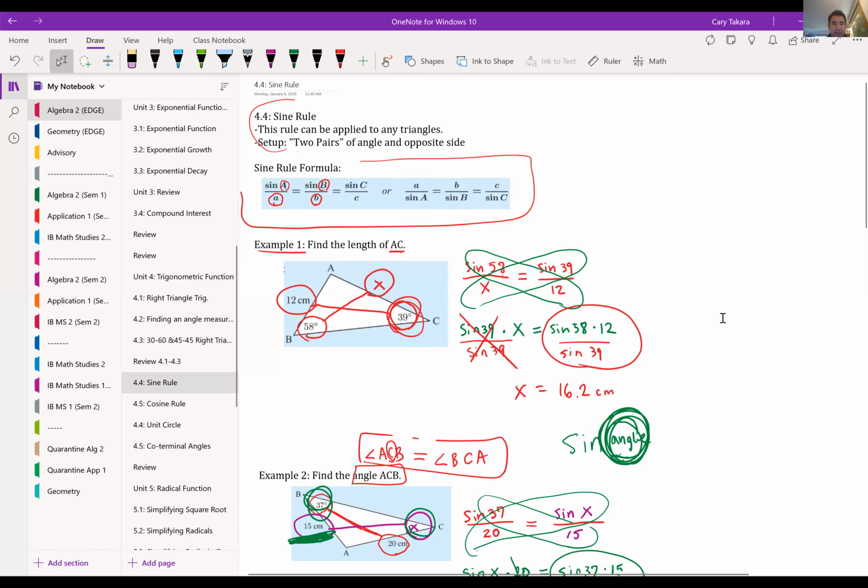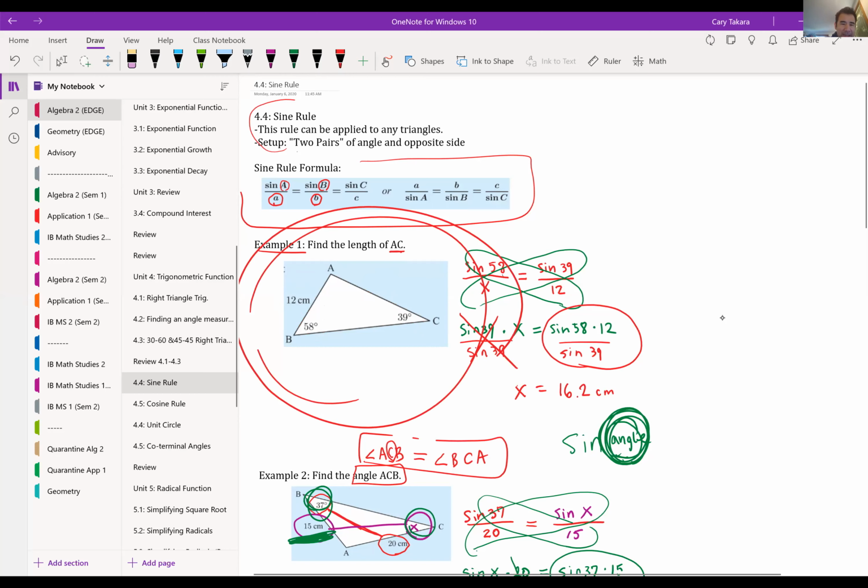Okay, again, yesterday we did talk about laws of sine, and the keywords were two pairs, right? Two pairs of angle and opposite side. For example, right here, we are trying to figure out AC, the length of AC, and then we've got angle and opposite side as one pair, and then we've got angle and opposite side as another pair. That is a perfect setup for laws of sine. You guys okay with that?